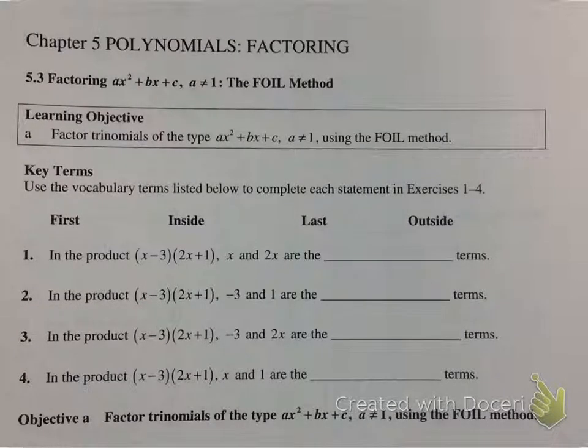Now we're going to look at factoring trinomials that have a leading coefficient other than 1. To do that, we're going to study two different factoring methods, and the first one's the FOIL method. So let's just review what FOIL stands for.